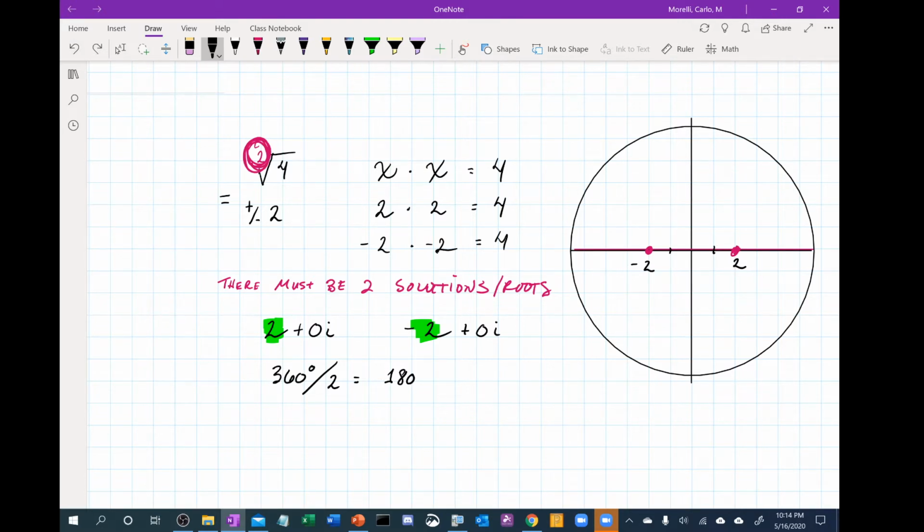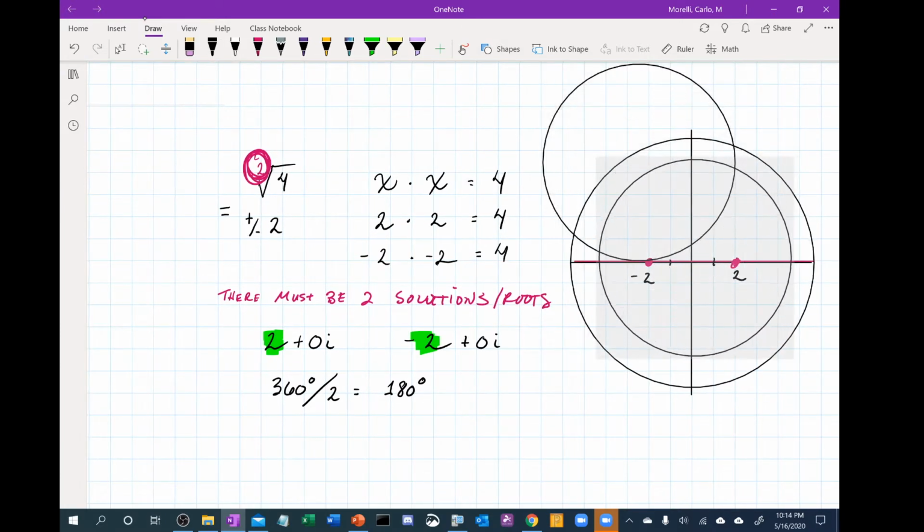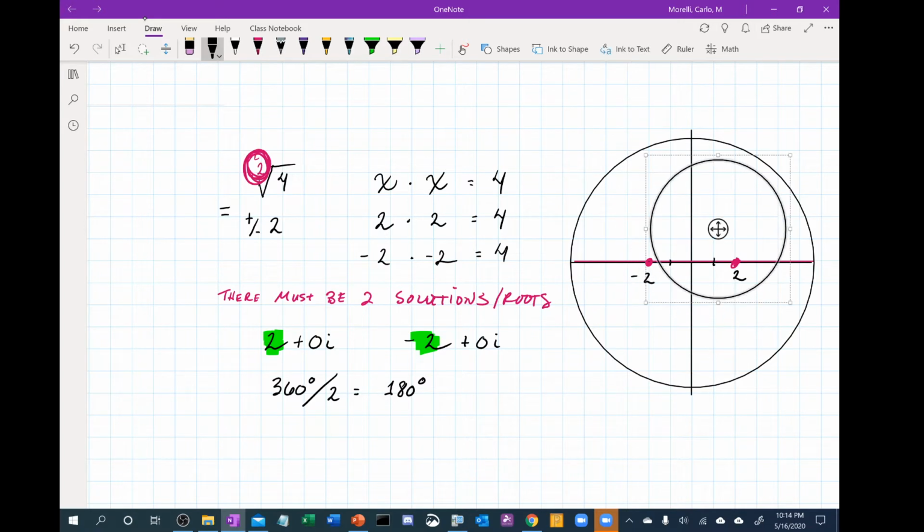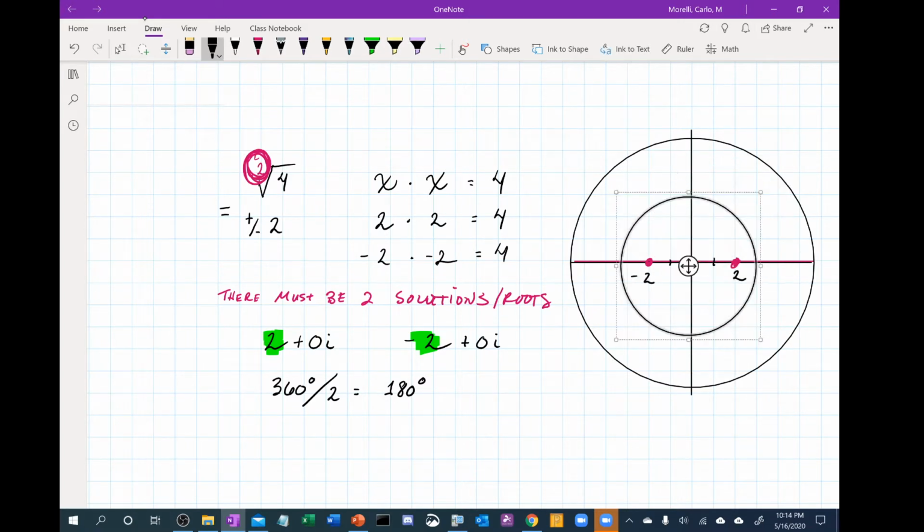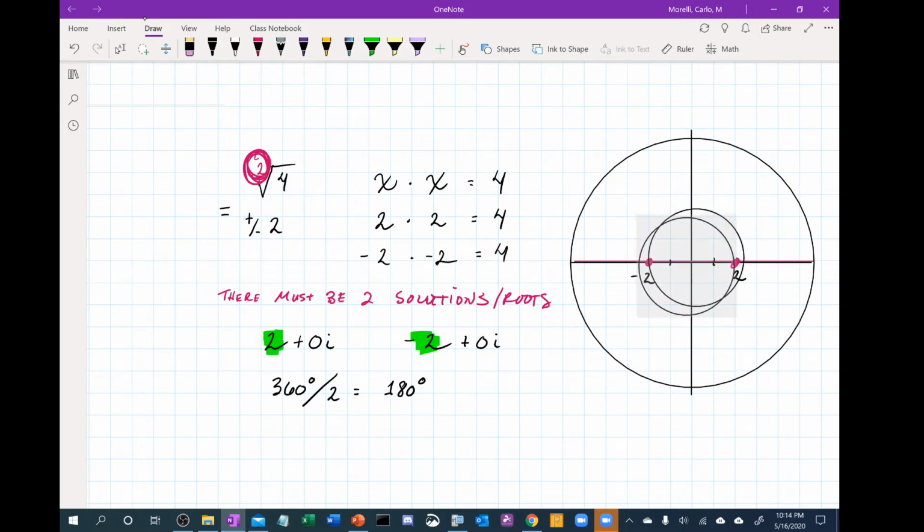In fact, if I were to draw a better circle, one that just went from one of these solutions to the other, and I'll adjust this so that this circle is right at the center and its perimeter is touching these solutions. We'll get it. Kind of like that, okay? Then the angular travel from here to here is 180 degrees.